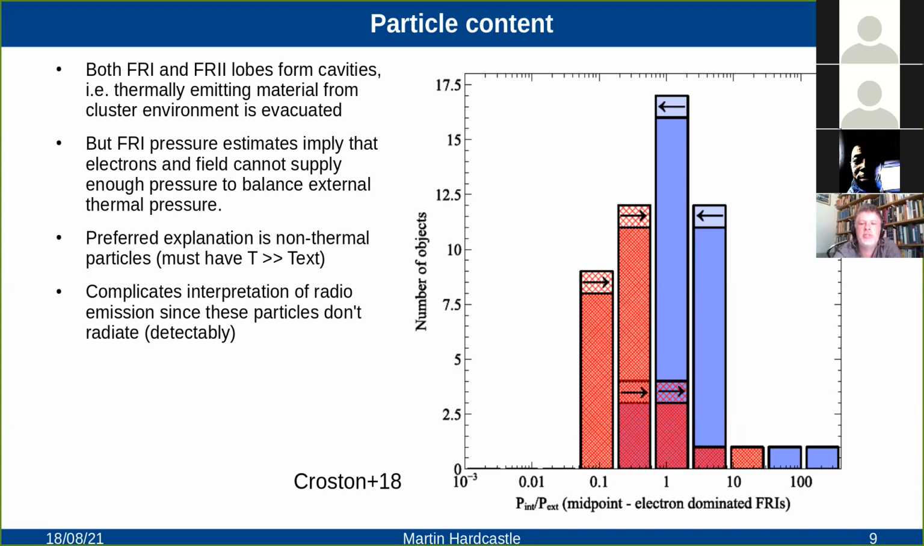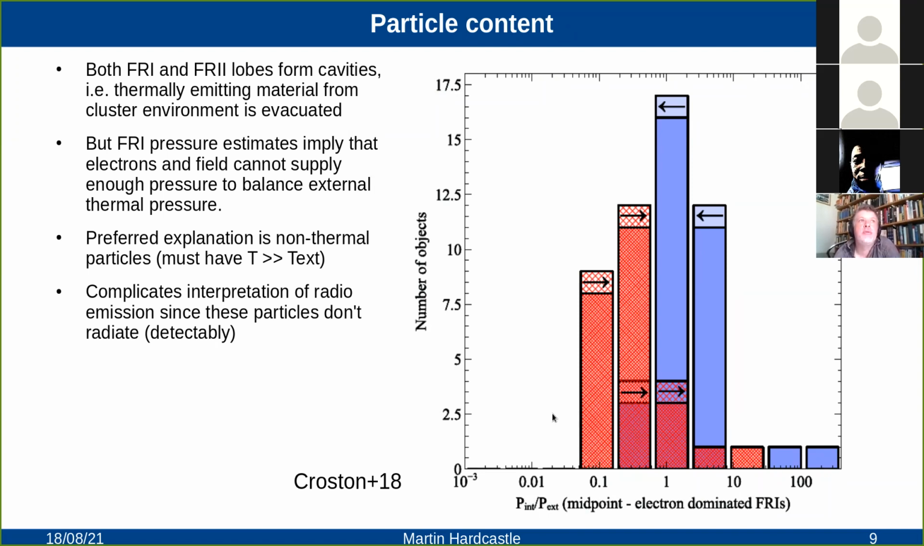And essentially, we can see a difference between the Phanerophoridae class 1s and the Phanerophoridae class 2s in terms of the ratio between the internal pressure inside the lobe and the external pressure outside the lobe. And that should always be 1 or greater. But for Phanerophoridae class 1 objects, it appears to be less. The lobes appear under pressured.